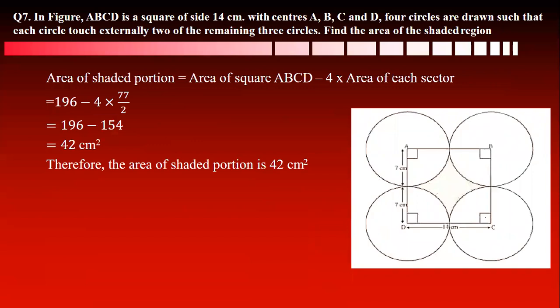We have to find the area of the shaded region, which is area of square minus 4 times area of each sector. So 196 minus 154 will be 42 centimeters square. This is the shaded region. So in this square, we are having 4 quadrants. If we remove the 4 quadrants from the square, we'll get the remaining shaded portion in the middle. That is what we have done over here.